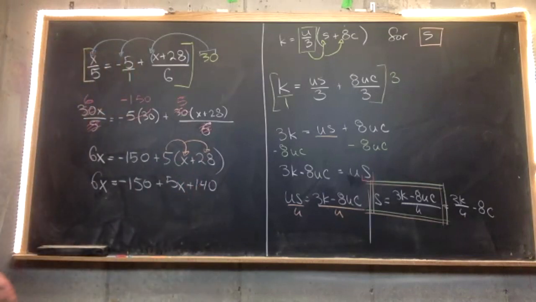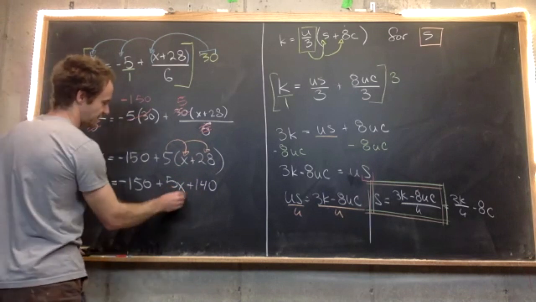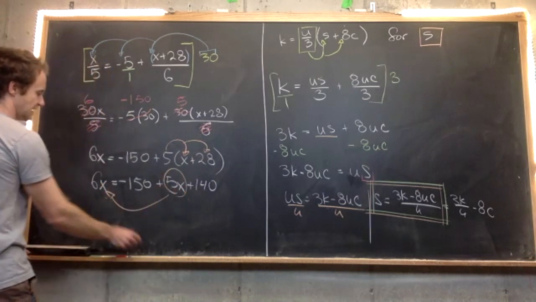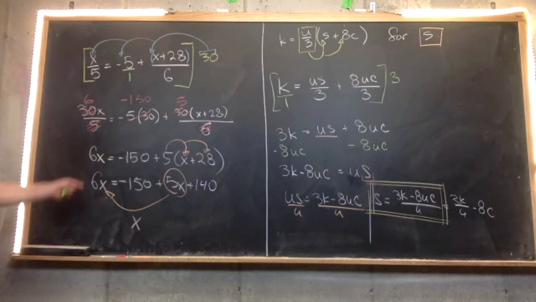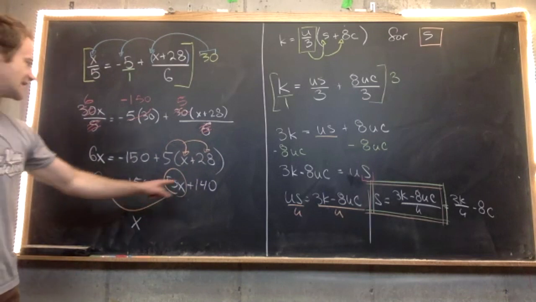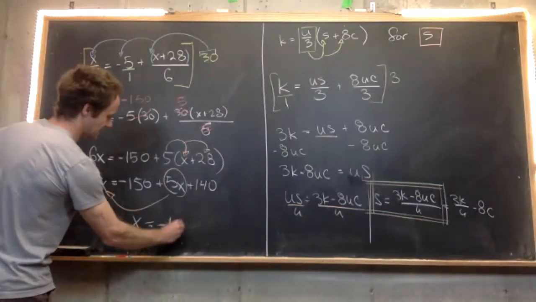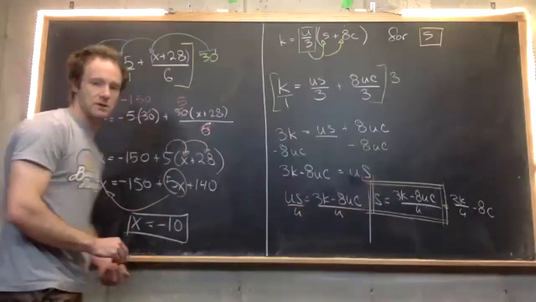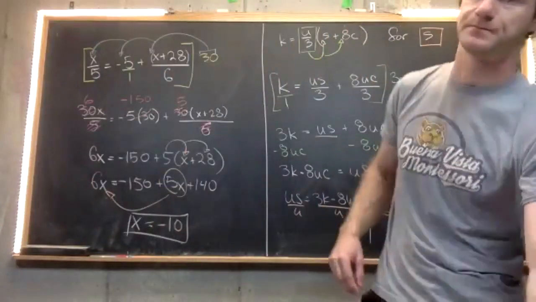Good. Now we can go ahead and combine things. So maybe move this 5x over to this side of the equation by subtracting. That's going to leave us with an x on the left-hand side. And then on the right-hand side, we're going to have minus 150 plus 140, so that's minus 10. So we should have minus 10 in the end.